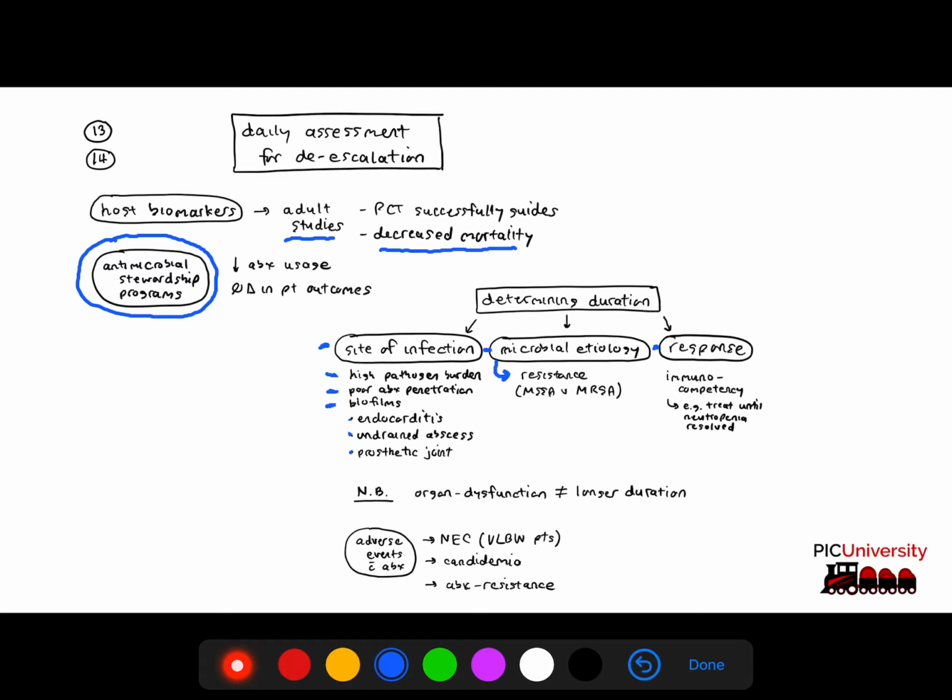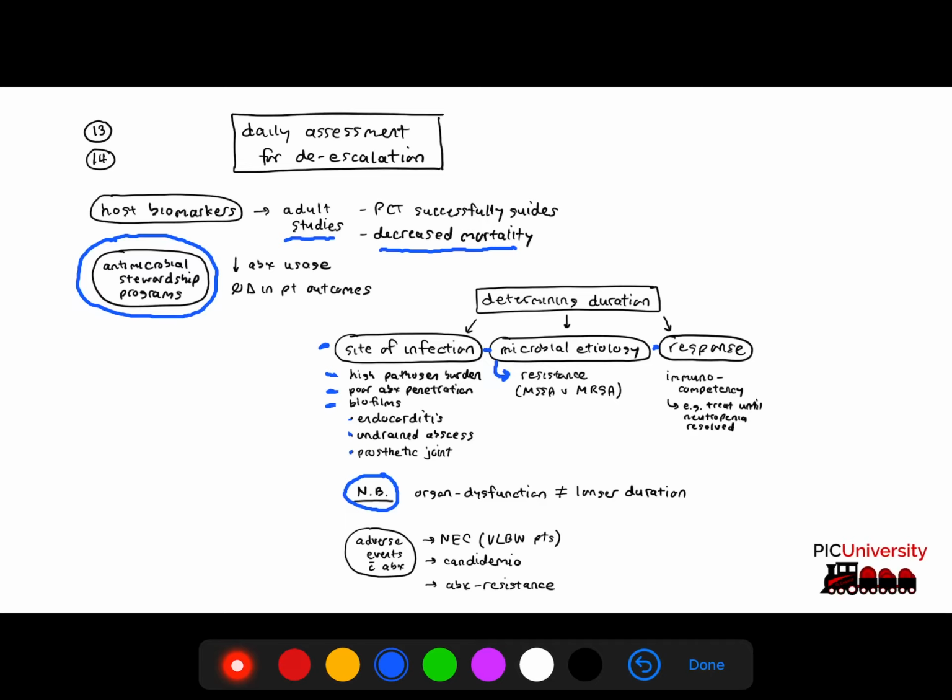And then finally, we look at the host intrinsic response. Those patients with immunocompromise may require longer courses of treatment because of their decreased intrinsic host response. And so in particular in neutropenic patients, there is often a recommendation to treat with antibiotic coverage until neutropenia is resolved.